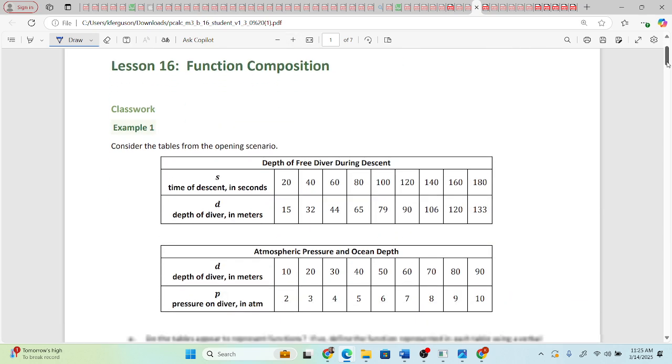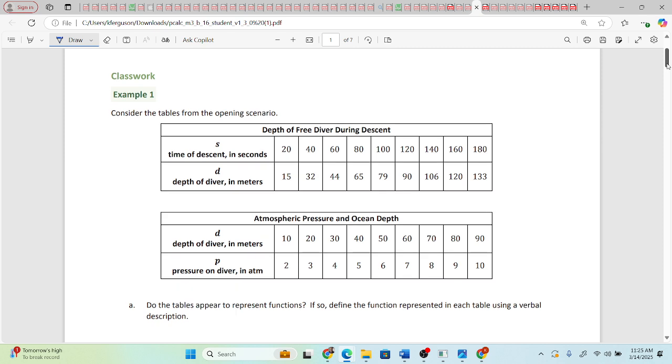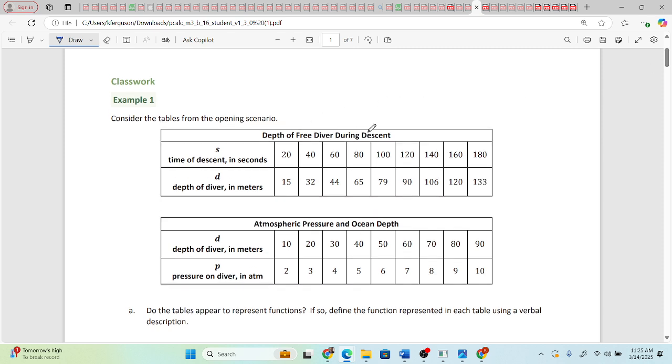Okay. Consider the tables from the opening scenario. So that's this. We got the depth of a free diver during descent. So S is our input and D is our output, right? So that means this table right here represents a function.